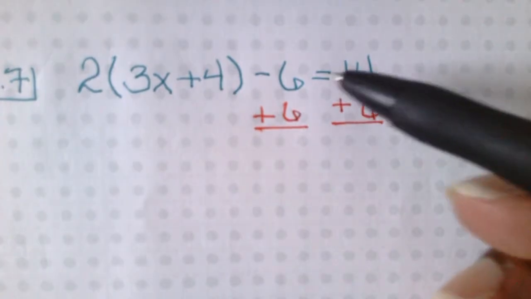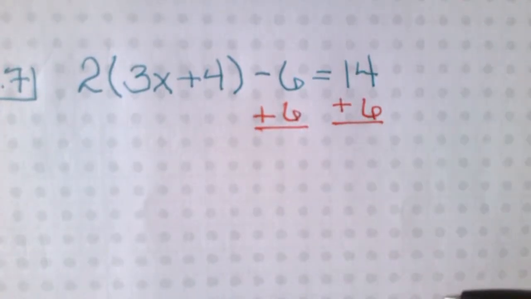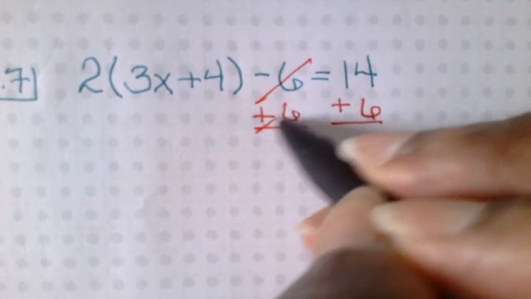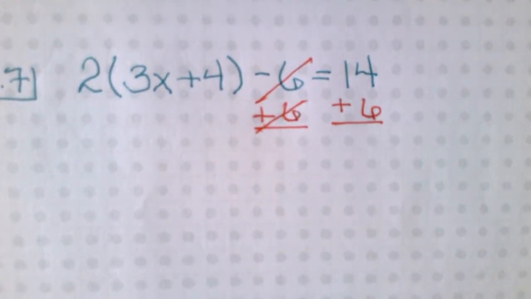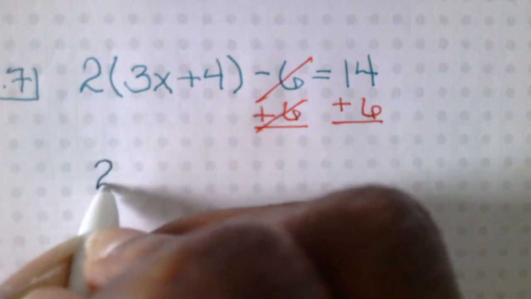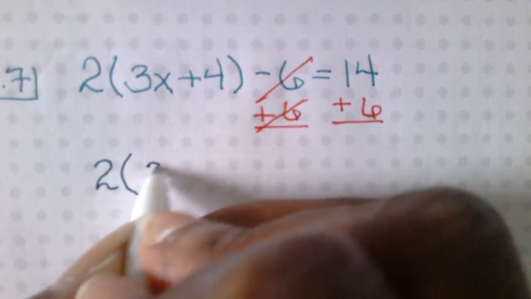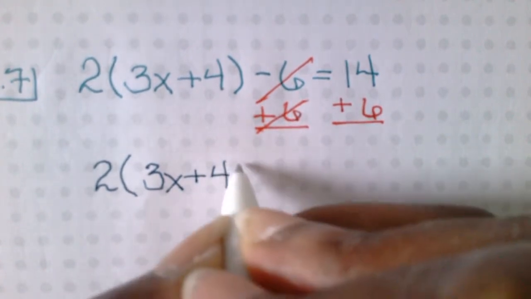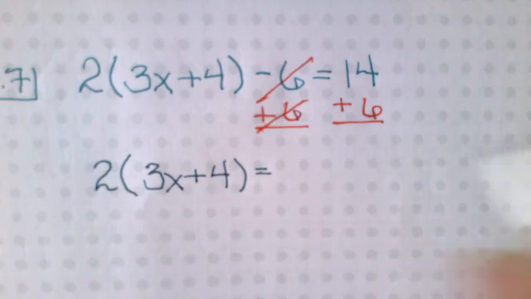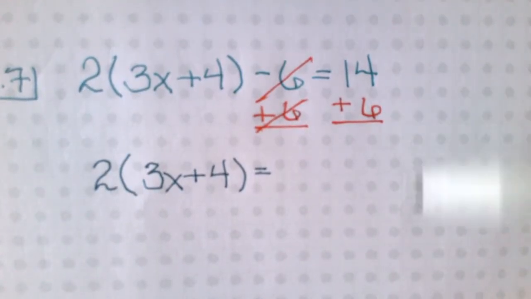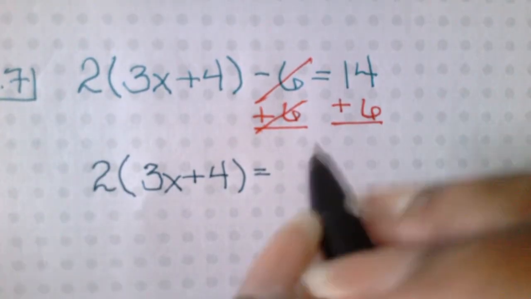So that will be my first step. -6 and +6 give me 0. They cancel out. So what I bring down is my 2, my 3x plus 4, and that's going to equal the summation of 14 and 6, which gives us 20.